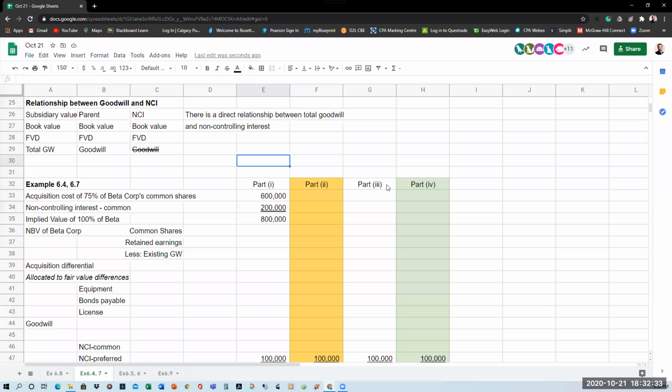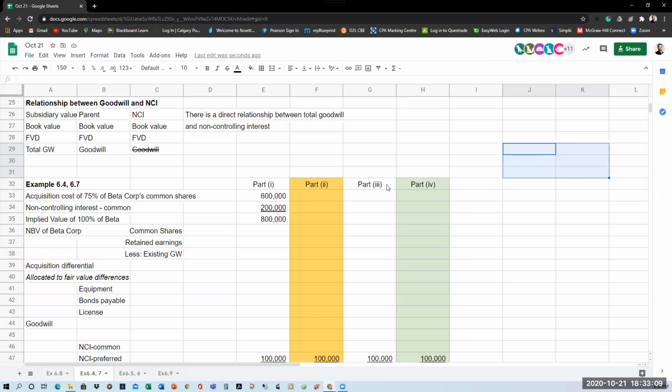Alternatively, what you can do is you can say, well, if 75% is 600,000, 1% is 600,000 divided by 75. 25% is 8,000 times 25, 200,000, right? So you can kind of, yeah, exactly. You can do it any which way, right?